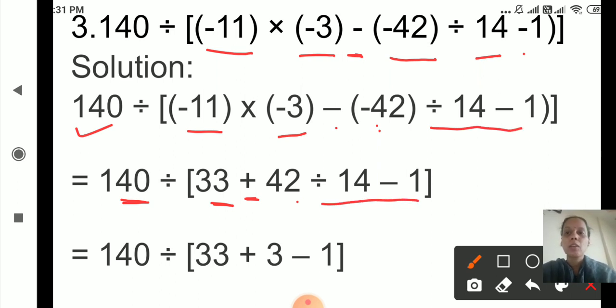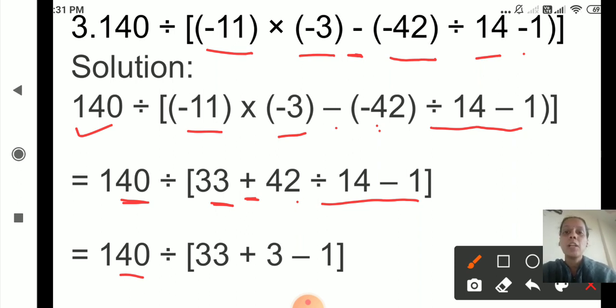Okay, hope we are clear with the first step. 140 we have written outside the bracket as it is, divide sign, then we will solve the bracket. Minus 11 multiply by minus 3, that is 33. Minus becomes plus. So plus 42 divided by 14 minus 1, right? Now again 140 we have written as it is, this divide sign, 33 we have written as it is.